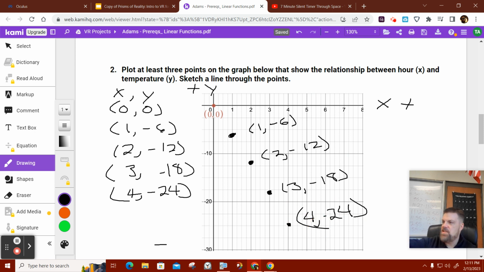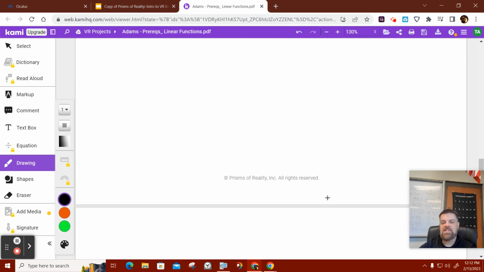Thumbs up if that makes sense. Thumbs down if you're really confused. If you're somewhere in between, that's okay. No, like legit. I need thumbs up, thumbs down. Let's go. Thumbs up. He's tying his thing again. Okay. All right, so let's go to the next page.